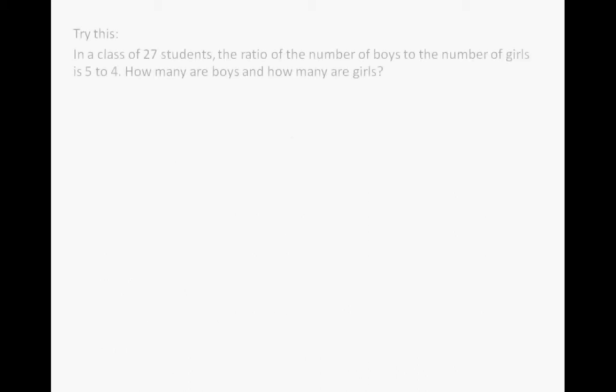So go ahead and use this method and try this on the problem I asked you to work on a couple days ago. In a class of 27 students, the ratio of the number of boys to the number of girls is 5 to 4. How many are boys and how many are girls?